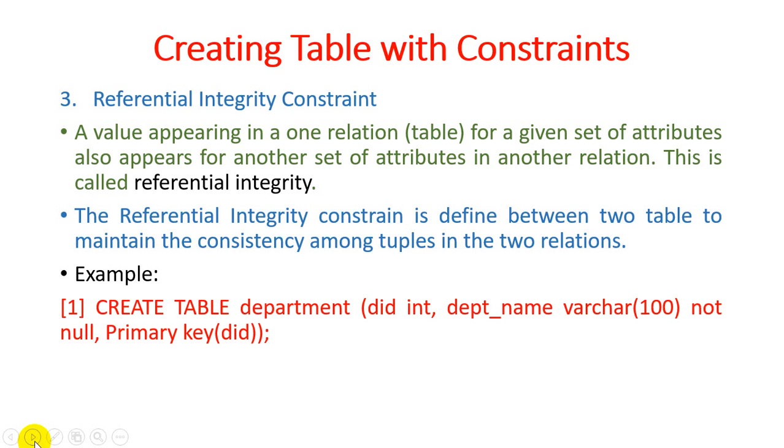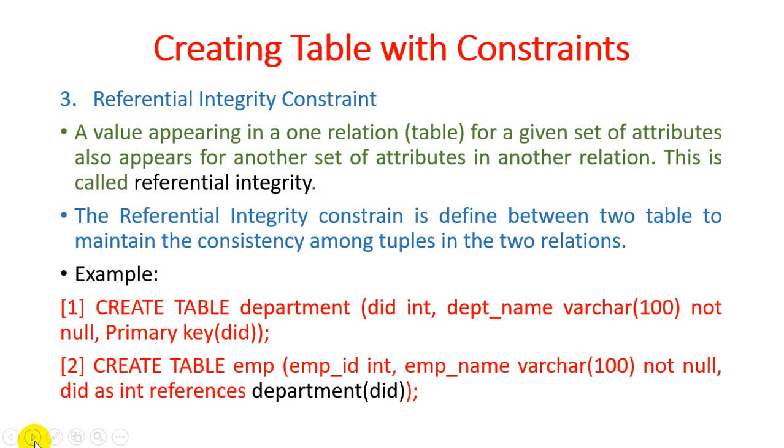First, we create a primary table with create table department. In this department table, we have a DID column with integer data type, department name, a second column with varchar 100, not null, and the primary key as DID. What is the secondary table?